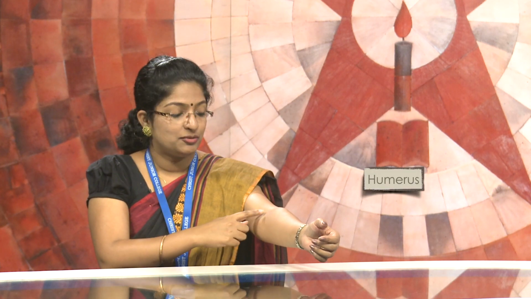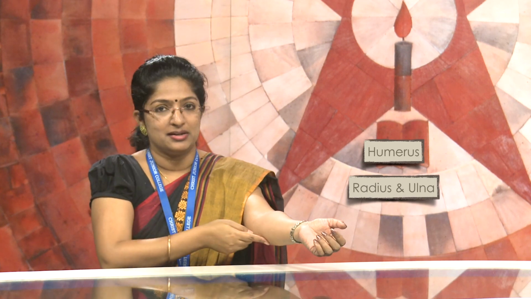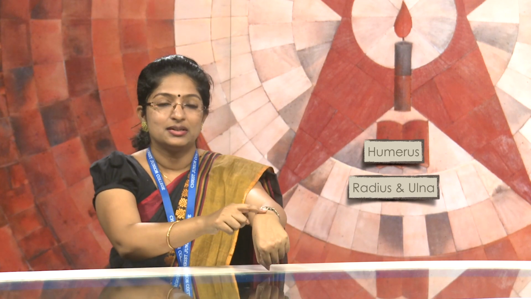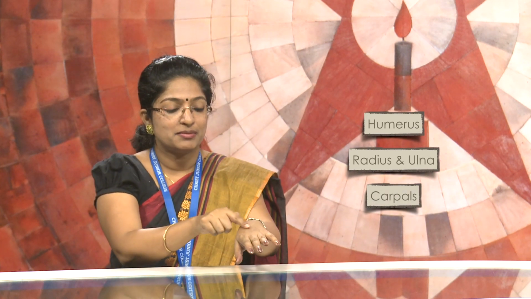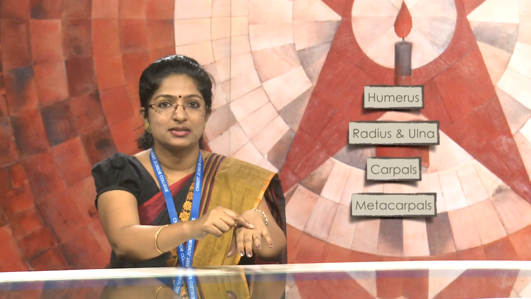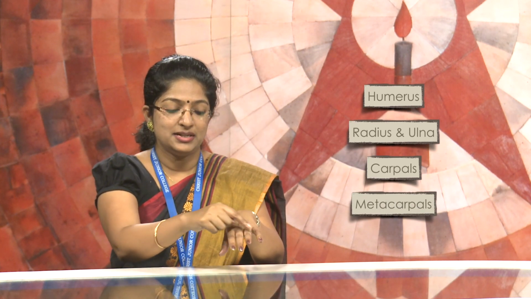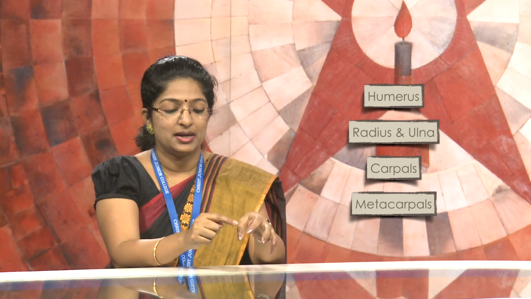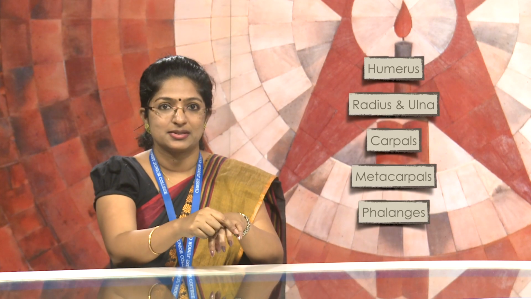Anatomically, a typical vertebrate forelimb is made up of 5 segments. The upper arm represented by the humerus, the forearm represented by the radius and the ulna, the wrist represented by tiny bones called the carpals, the palm represented by metacarpals, and then come the digits, which are represented by what are called phalanges.